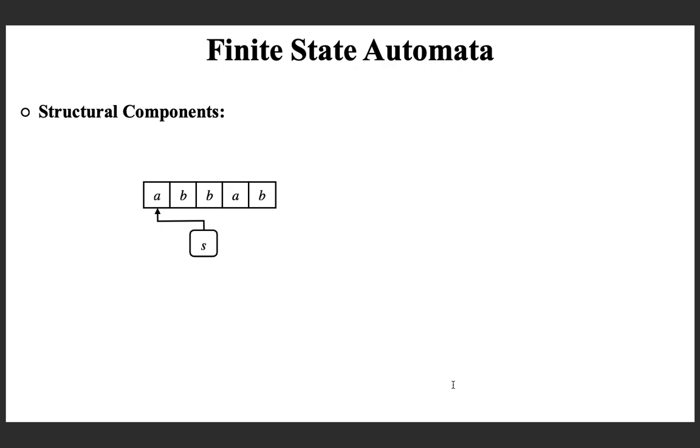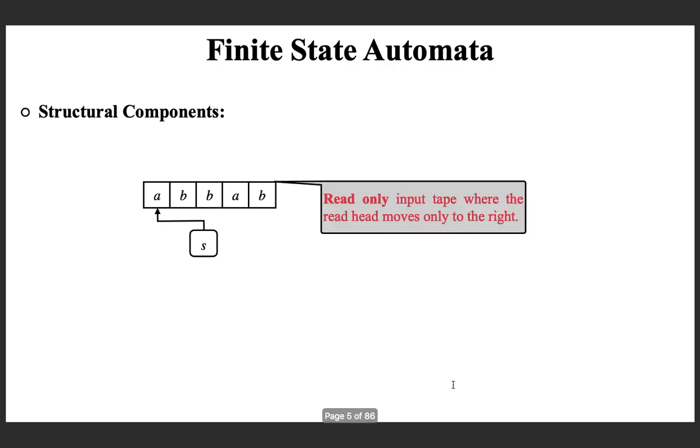Structurally, in a finite state automaton, there is a read-only input tape where the read head moves only to the right. So the input string can be stored in the input tape. One cell holds one symbol, and initially the read head is pointing to the first input symbol. It can only be used to read the input symbol, and whenever you read an input symbol, the read head automatically gets positioned to the next symbol on the right.